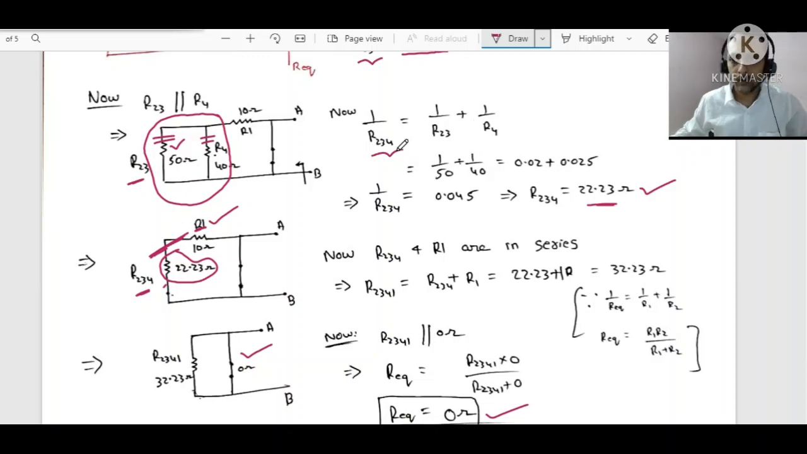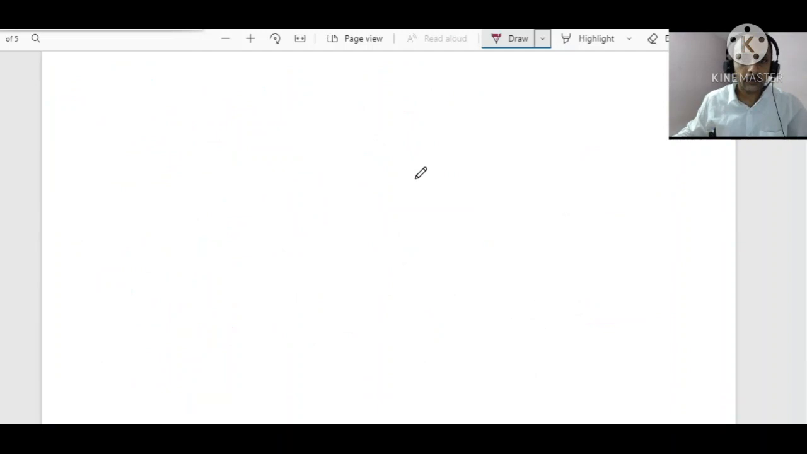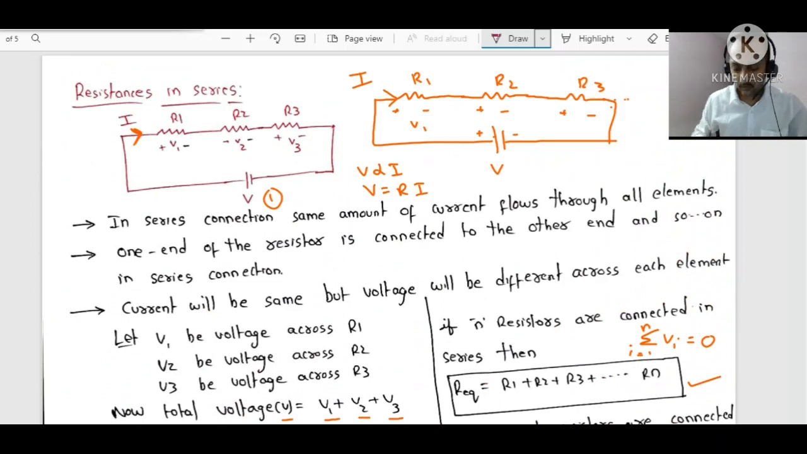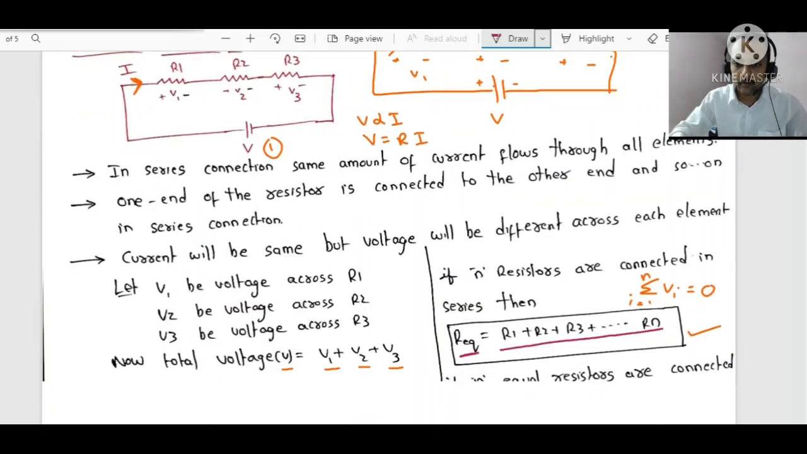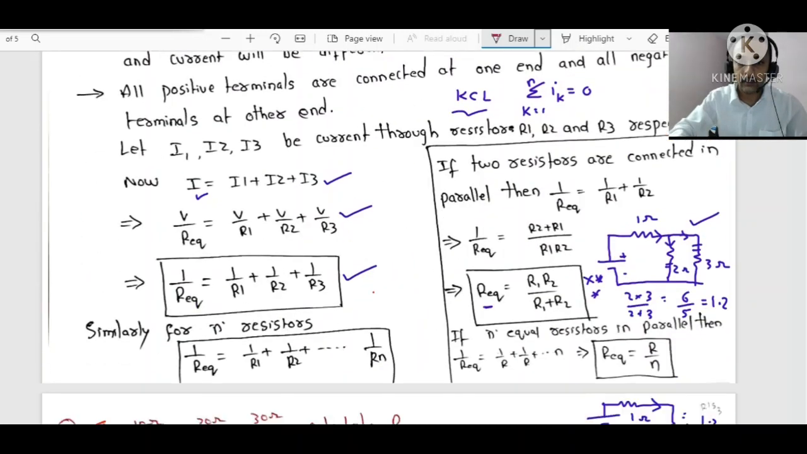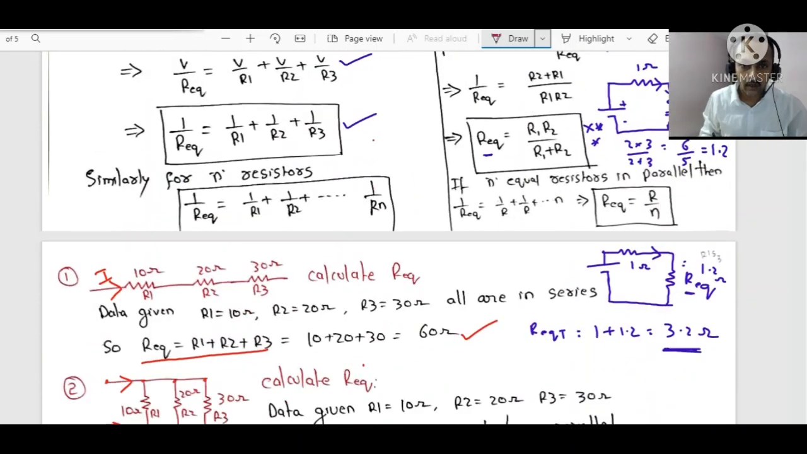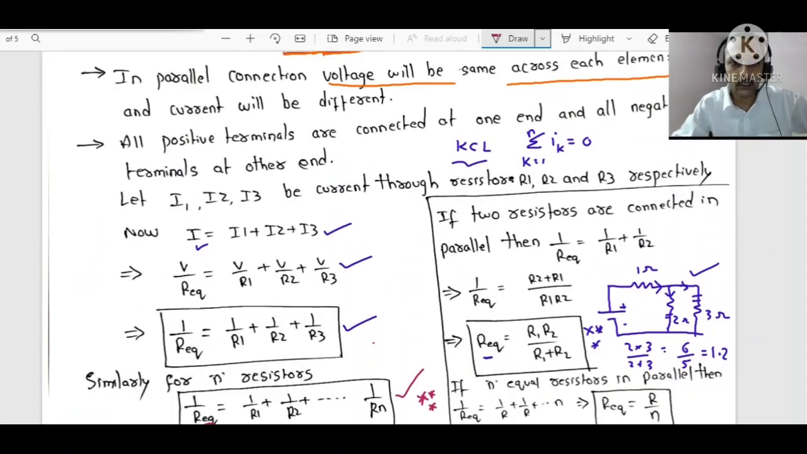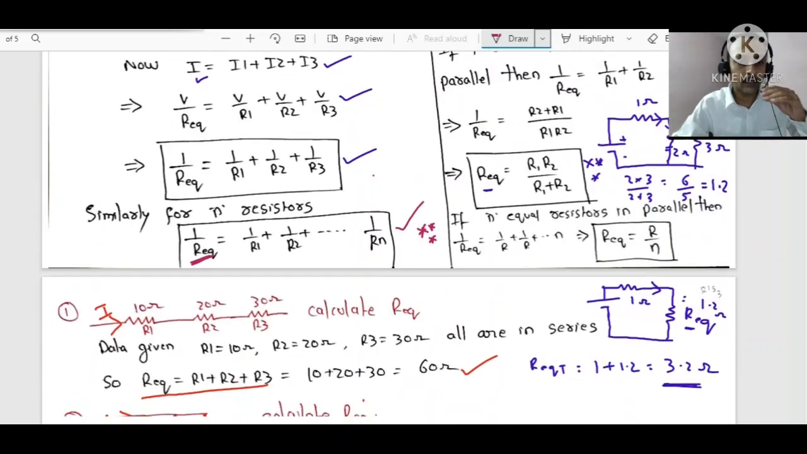With this we will conclude resistors connected in series and parallel. If n number of resistors are connected in series, dear students, R equivalent is R1 plus R2 plus R3 plus so on up to Rn. Keep in mind here it is R equivalent. If n number of resistors are connected in parallel, then 1 by R equivalent equals 1 by R1 plus 1 by R2 plus so on up to 1 by Rn. Keep in mind here it is 1 by R equivalent. So in series connection what will be same? Current will be same. In parallel connection what will be same? Voltage across the elements will be same.